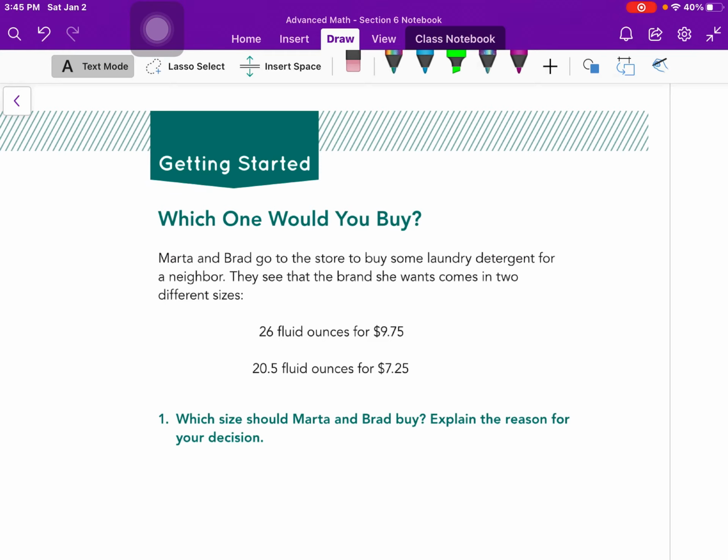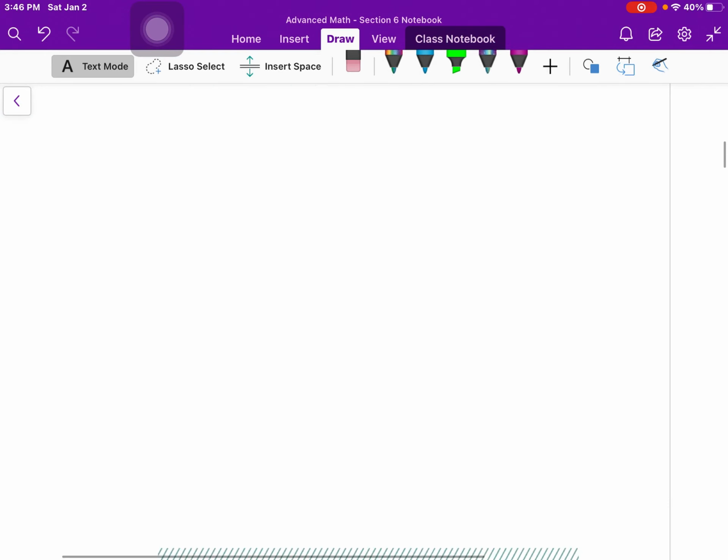Marta and Brad go to the store to buy some laundry detergent for a neighbor. They see the same brand that she wants comes in two different sizes, 26 ounces for $9.75 or 20 ounces for $7.25. Which size should they buy? What's the best buy? Unit rates will help us solve this type of problem. Think about it for a second, make a prediction for yourself, and see if you can come up with what you might think.